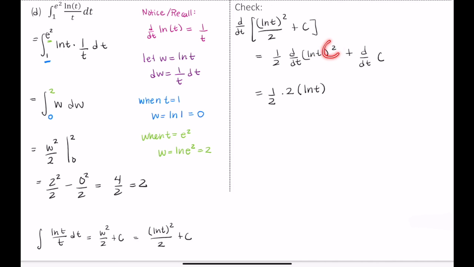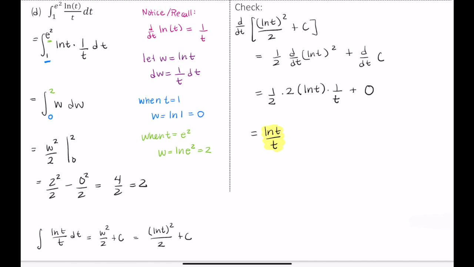So we took the derivative of the outer function, and now we need to take the derivative of the inner function. The derivative of the inner function is 1 over t. What I did there in the second step was apply the chain rule. Then the derivative of the constant c with respect to t is just 0. So this becomes the natural log of t over t.